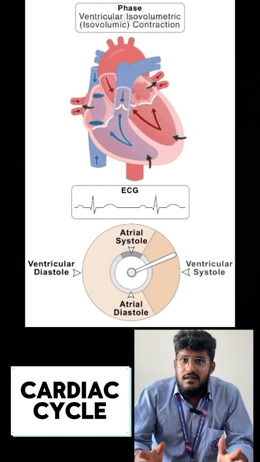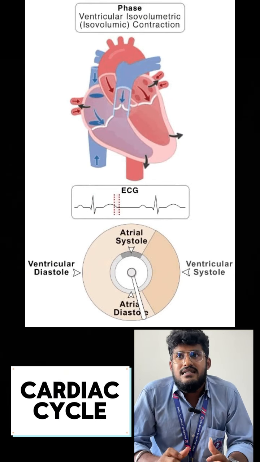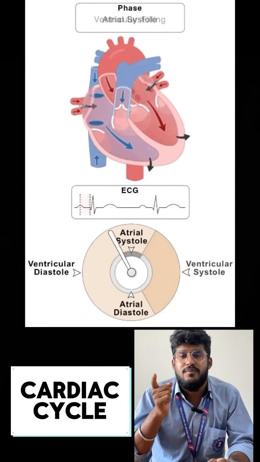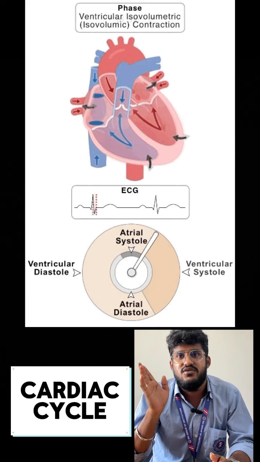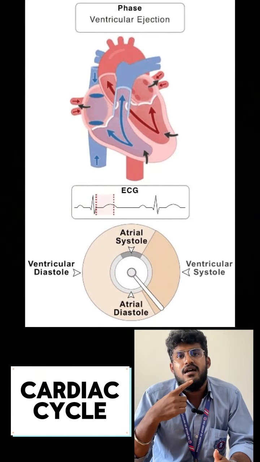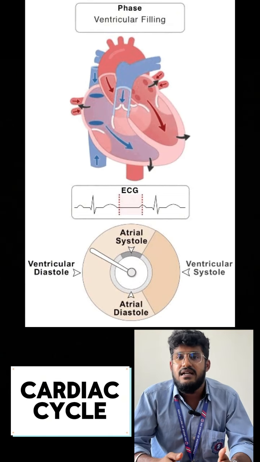When ventricular systole happens, the semilunar valves open. As the semilunar valves open, the blood from the right ventricle flows to the pulmonary artery and goes to the lungs for oxygenation, and the blood from the left ventricle goes to the aorta and reaches the body parts. Then phase 3, which is complete cardiac diastole.